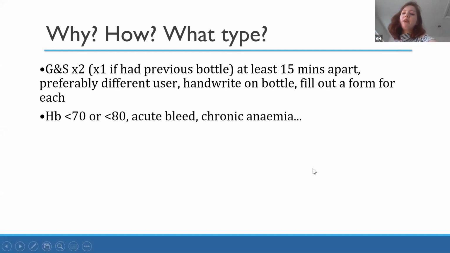So generally you want to aim for a hemoglobin of above 70 for most patients. It's above 80 for certain patients like hematology patients and some with severe cardiac conditions, ischemic heart disease type things, where you want to keep the hemoglobin level a little bit higher. And very roughly, when you're on surgery, you're probably going to be giving it because of an acute bleed. When you're on the medical side, it's probably going to be due to a chronic anemia.